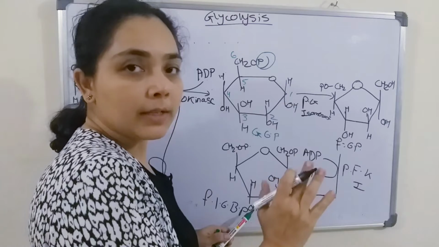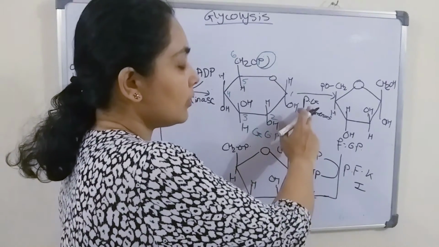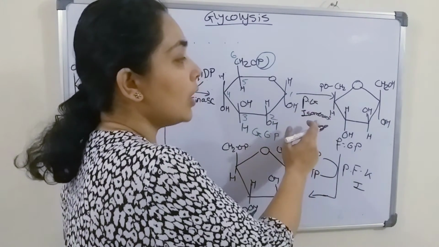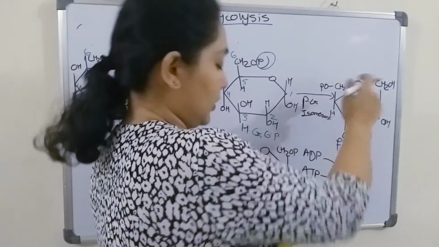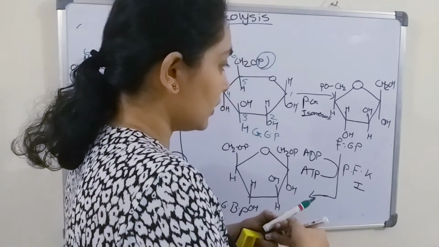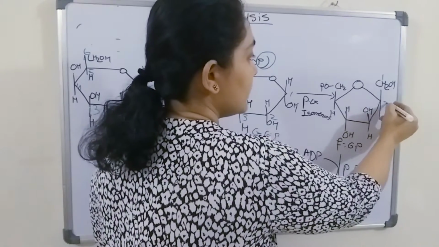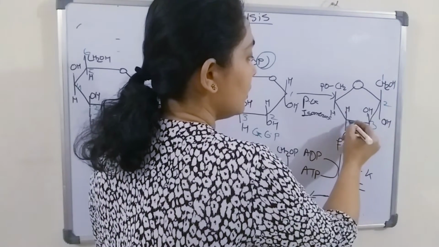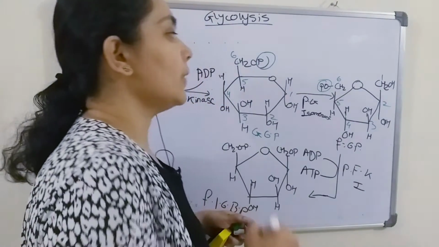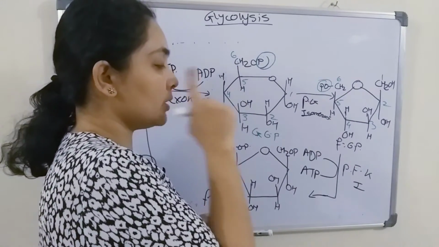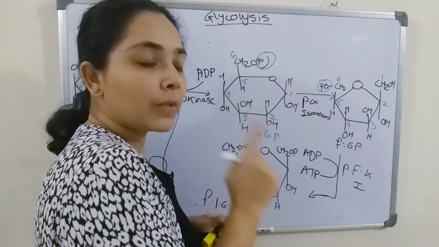There is only a structural change. Rest, it is also a 6 carbon compound. So the enzyme is phosphoglucoisomerase. Okay, here we'll do the numbering. This is the structure of the fructose. So this is first carbon, second, third, fourth, fifth, and the 6th. So now the phosphate group will be present at the 6th position, and it is a fructose. So the name of the compound is fructose 6 phosphate.